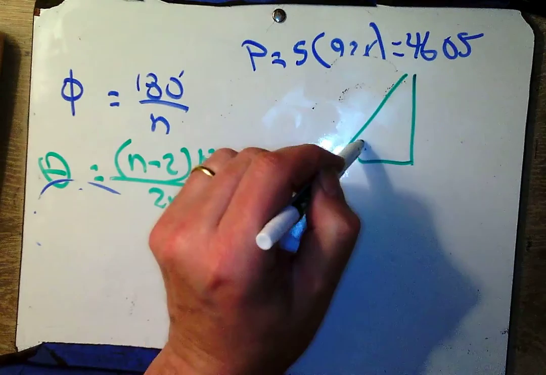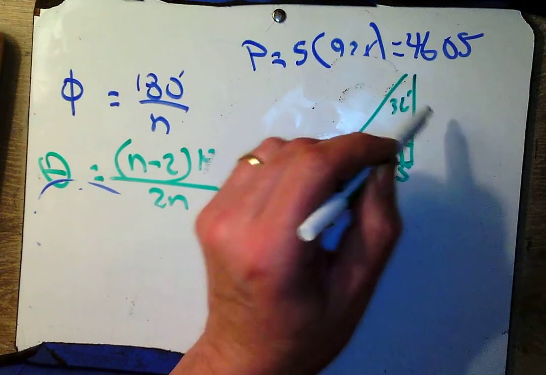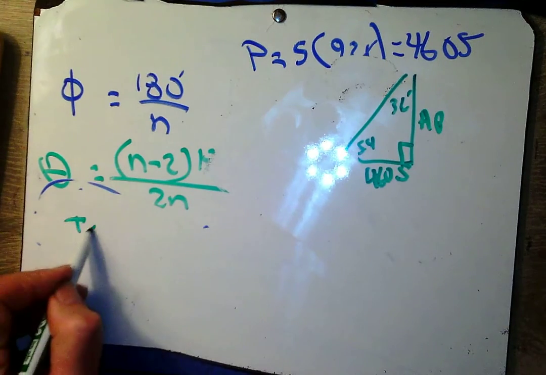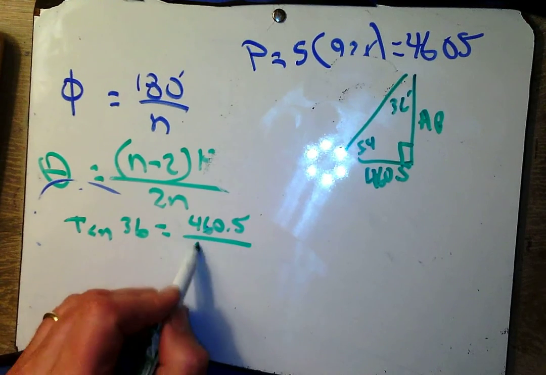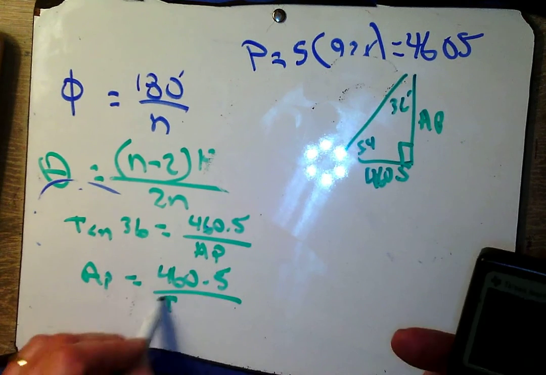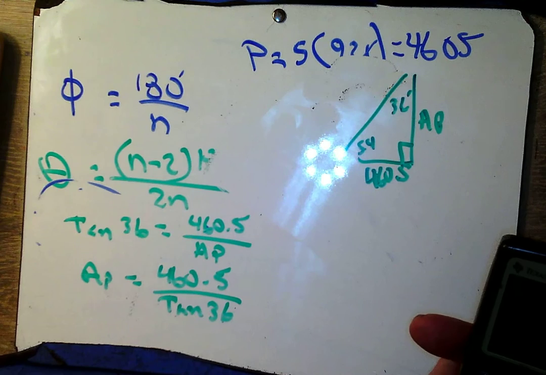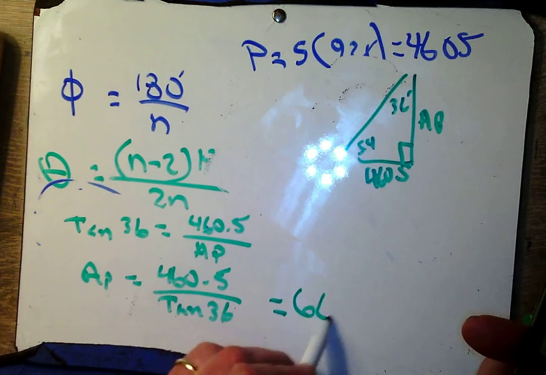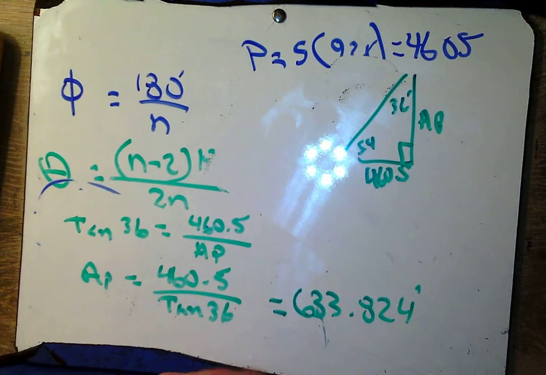Okay, we've got our triangle, we have our 54, we have our 36. We know that this is 460.5, and we're looking for the apothem. So one equation is the tangent of 36 equals 460.5 over apothem. And so apothem is going to be 460.5 divided by tan 36. Oh, I think I multiplied. Yes, I did. 460.5 divided by tan 36. And I end up, yes, finally, with the correct answer this way as well, 633.824 feet. Okay, so that helps me find the apothem.